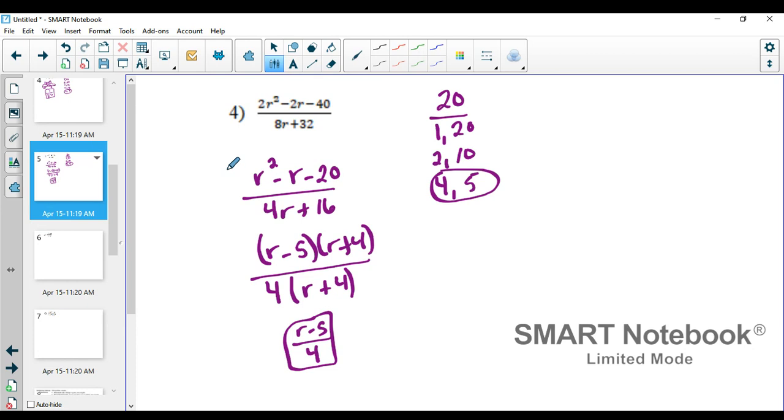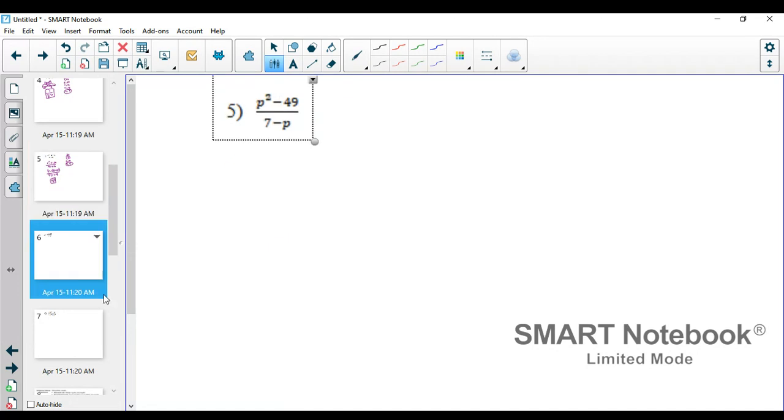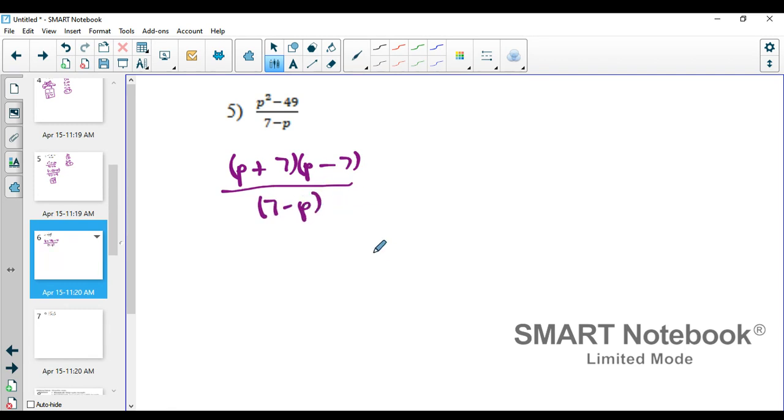All right, number 5. So we have p squared minus 49 over 7 minus p. So p squared minus 49 is something we can factor because it's the difference of two squares. And to factor that, this is where we write our two sets of parentheses. And then the square root of p squared is p, and the square root of 49 is 7. And then 1 positive, 1 negative. And then we have 7 minus p still in the denominator.